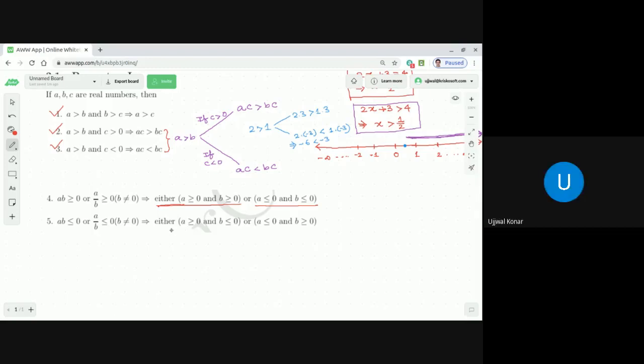Correct, no? Yes. Or A is less than equal to 0 and B is greater than equal to 0. So what is the lessons learned? Lessons learned is that very, very important statement I'm going to make in the next 1 minute.